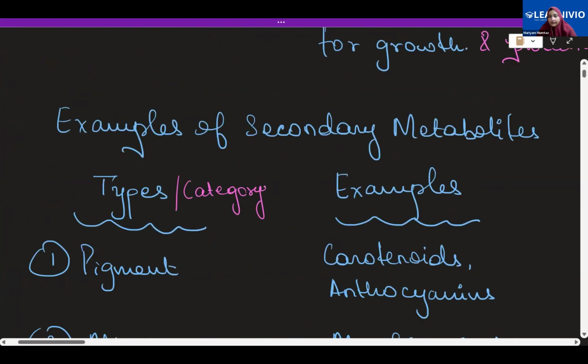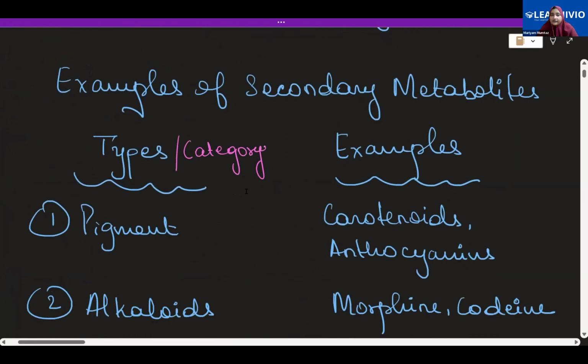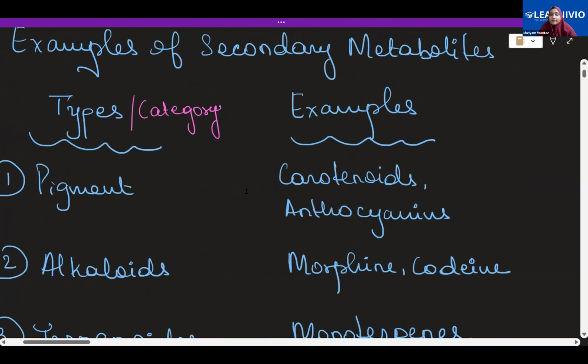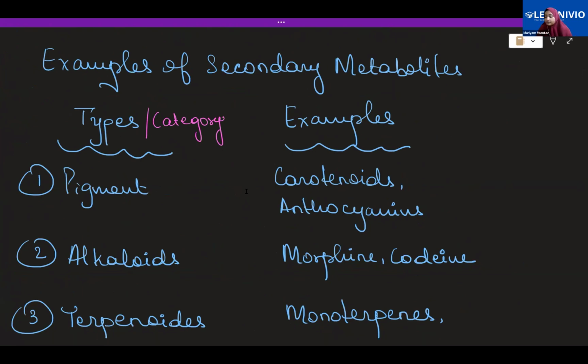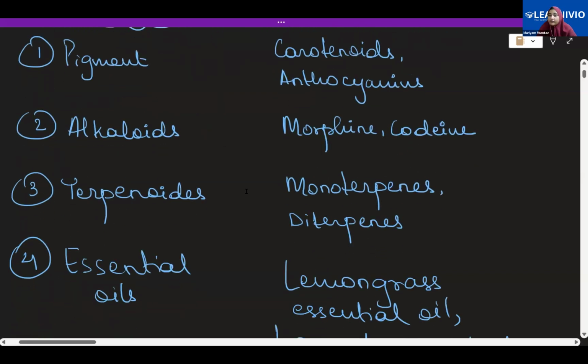So we see the examples of the secondary metabolite. There are pigments. All sorts of the pigments that you see, they're not initially required for the basic metabolism of the body, right? But they are important for other purposes, right? There's photosynthesis, there's protection of the photosynthetic pigments and everything. So under the pigment category, we have carotenoids, anthocyanins. Alkaloids are the substances such as morphine, codeine. These are those substances that are used as medicines for us.